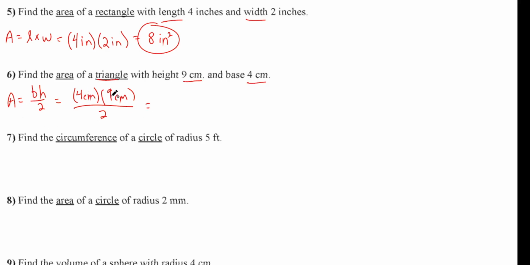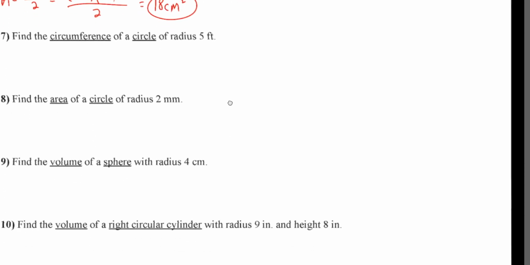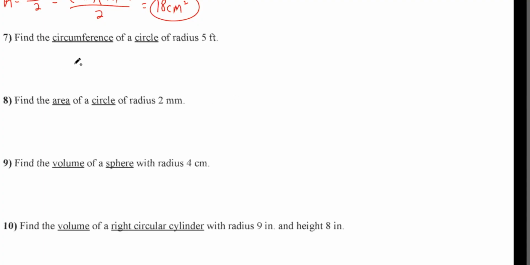4 times 9 is 36. Divided by 2 is 18. What are your units? Centimeters squared. That's all there is to it. Circumference. Look, I made this really easy. You don't even need a calculator to do this. Well, you didn't need a calculator to do those other two, did you? All right, you should be able to do that.